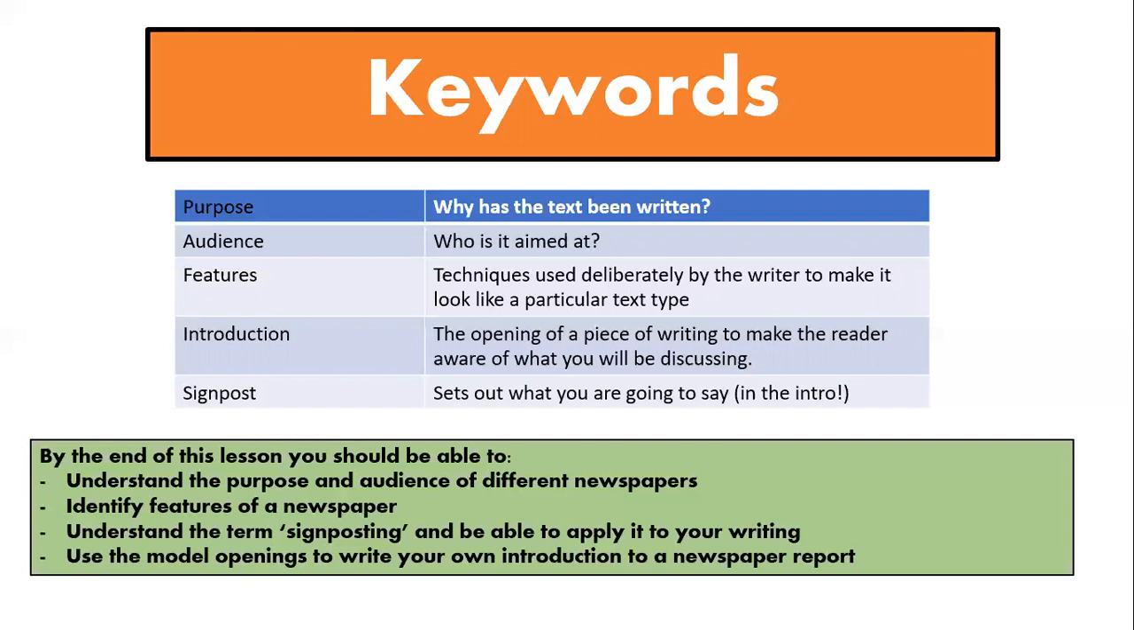Features are the techniques that are used by a writer to make it look like a particular text type. So think about different text types. For example, techniques used on a poster will be different to those used in a newspaper article. We're going to be looking at introductions. So that literally is the opening piece of information at the start of a particular text. And it sets out what the reader will expect to find.